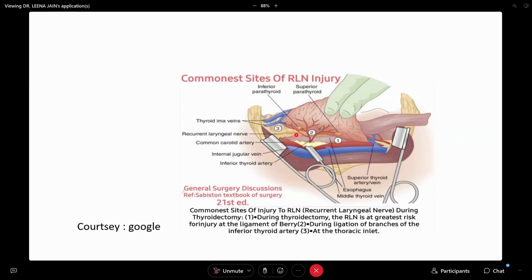Then the second is the site where there is a crossing beneath the inferior thyroid artery. Second is this site. And the third one is the site where you try to ligate or cauterize the thyroidea ima veins to control the bleeding over the trachea. At that instance, you may damage the recurrent laryngeal nerve. So these are the three common sites of injury.